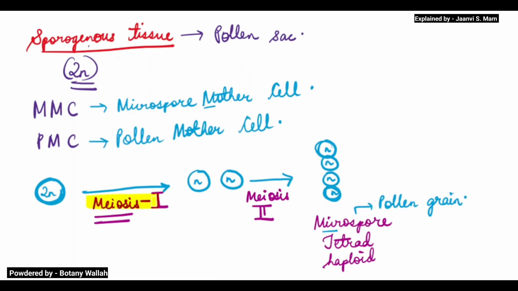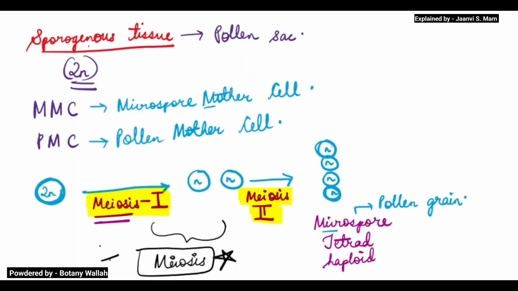So first of all there will be meiosis 1, which will give you two cells, and then there will be meiosis 2, after which you will get pollen grains. So we can say that there is one division here. How many divisions here? There is one, and I can directly write here meiosis. So this is mainly a meiotic division. This is the first division here.